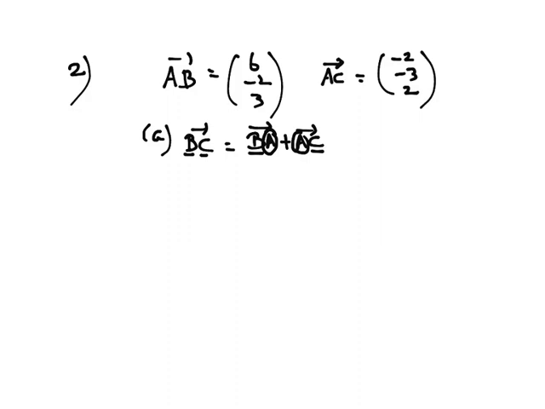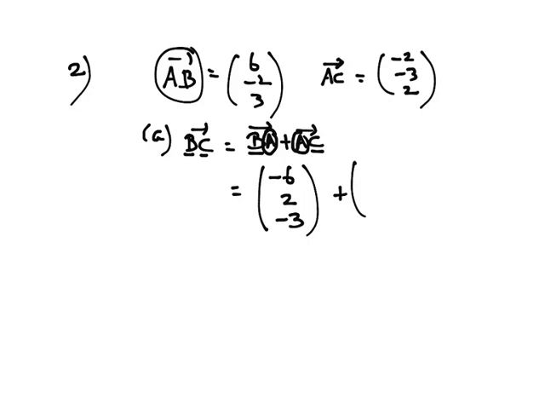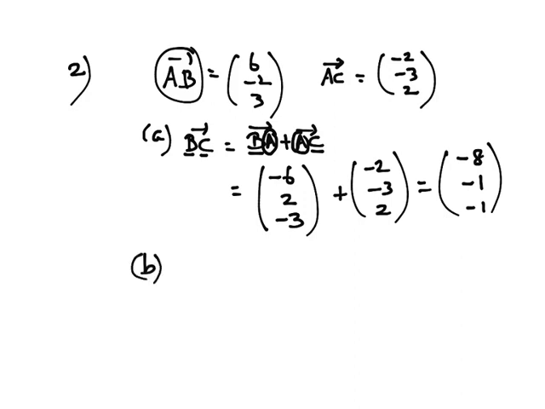AC. Now AB is given, so therefore BA is nothing but minus 6, 2, minus 3, isn't it? So BA is negative of AB plus AC is minus 2, minus 3, 2. So if you add them, you get minus 8, minus 1 and minus 1. So this is BC. The second part is find a unit vector in the direction of AB.